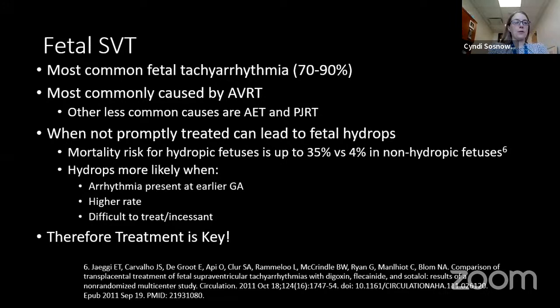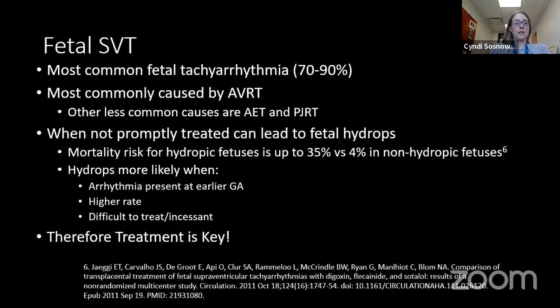So first, we're going to talk about fetal SVT, and this is the most common fetal tachyarrhythmia. It makes up about 70 to 90% of all tachyarrhythmias. Most commonly, it's caused by an AVRT, so an AV reentry tachycardia, but other causes are ectopic atrial tachycardia and PJRT. Those don't happen very frequently, but they can.